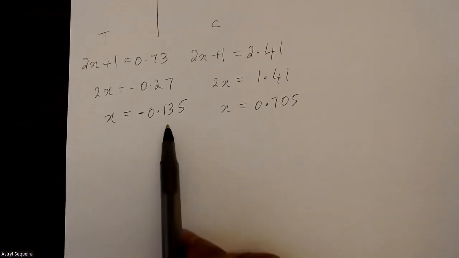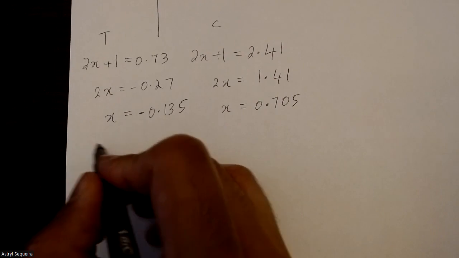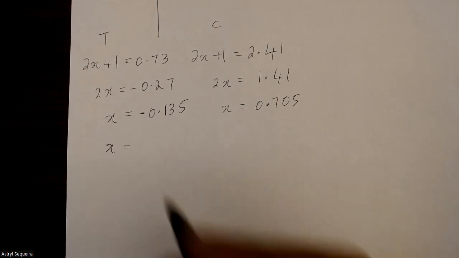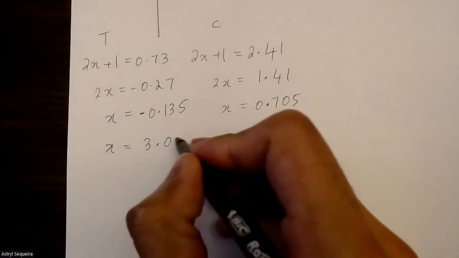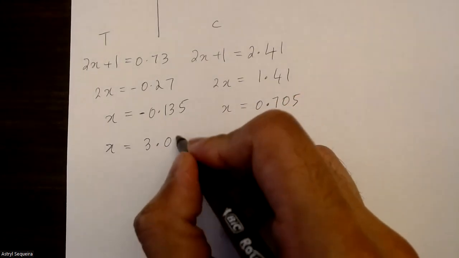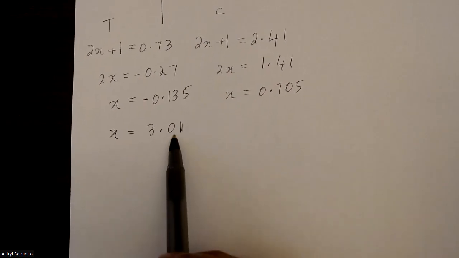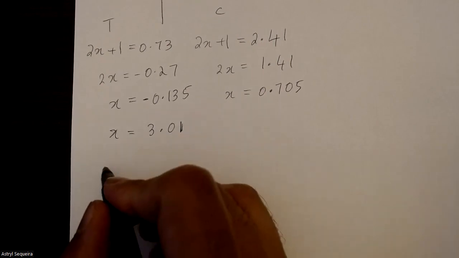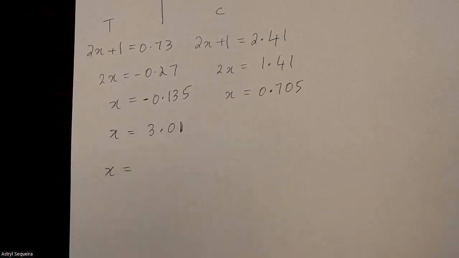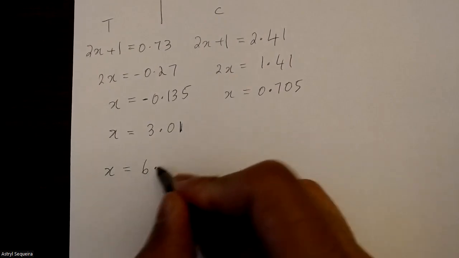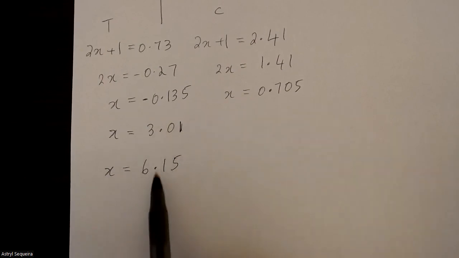So all I have to do is add my period, which is pi, to this solution here, and see what I get. So negative 0.135 plus pi is 3.01, if we're rounding it to 2 decimal places. And if I add another pi to this to see if my next solution is good, I get 6.15. And again, both these solutions are between 0 and 2 pi, so these are both good.